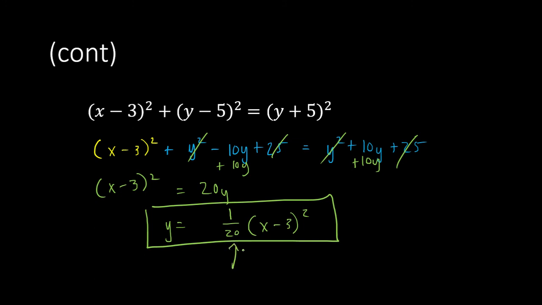I like pulling out this fraction. I could have written it x minus 3 squared over 20 like that. That would have been equivalent, but I just prefer the way this looks. It matches more with the equation form that you're given in your textbook.